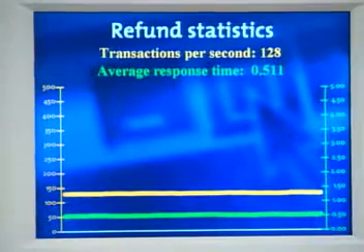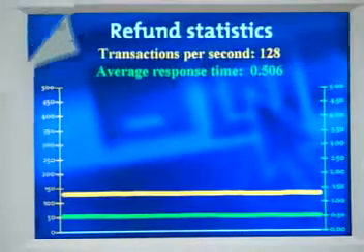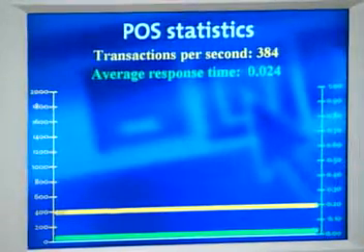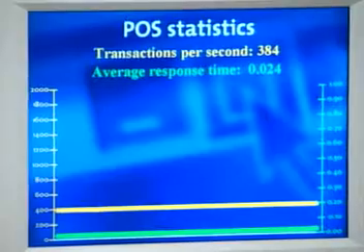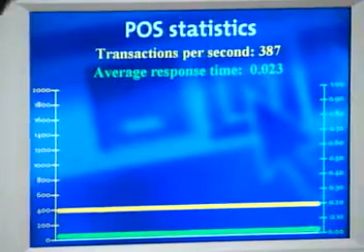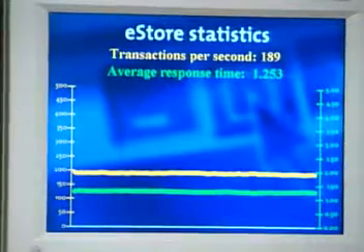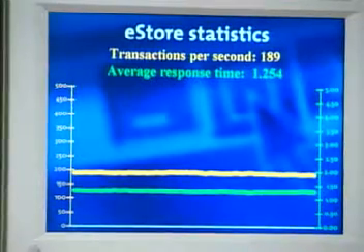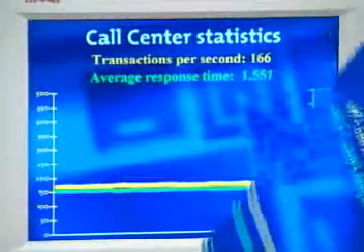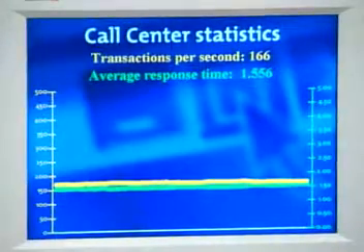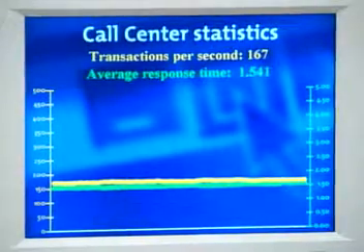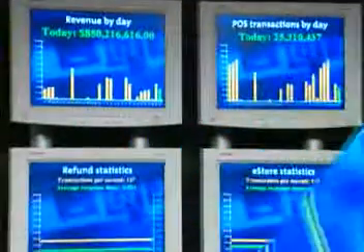We're running about 128 refunds per second and about 380 point-of-sale transactions per second. Now this is equivalent to about double the largest retail chain in America's point-of-sale load and refund load concurrently. Now in addition to that, we're running about 200 e-store interactions per second. Those could be browses or purchases. And at the same time, against the same system, we're running these call center transactions at about 150 per second, which would approximate about a 2,000 or 3,000 seat call center.